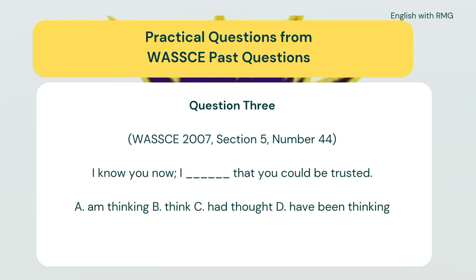I know you now. I dash that you could be trusted. So, I've been saying it again and again. Pay attention to the sense of time, the mood, and everything that the sentence is trying to communicate. So if I say, I know you now, that means what I want to refer to next had happened before that now moment. So A, I'm thinking. B, think. C, had thought. D, I've been thinking. So my answer is going to be what? C, had thought. I know you now. I had thought that you could be trusted because the trust I had was in the past. In this moment, I no longer trust you.